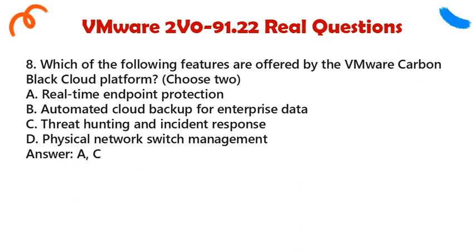8. Which of the following features are offered by the VMware Carbon Black Cloud platform? Choose 2. A. Real-time endpoint protection. B. Automated cloud backup for enterprise data. C. Threat hunting and incident response. D. Physical network switch management. Answer: A, C.